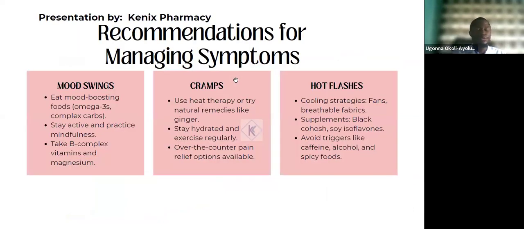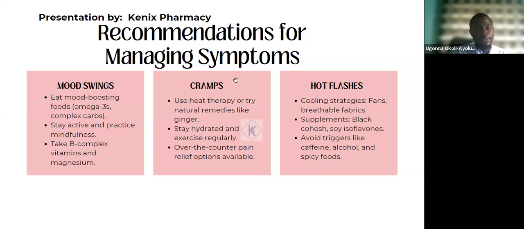So here at Kenix Pharmacy, we also make personalized recommendations for women and their particular symptoms. So for the women that have mood swings, we urge them to eat mood boosting food like omega-3, complex carb. For those who are having severe mood swings, severe mania or depression associated with this hormonal issue, they can see a therapist. That's when it's very, very severe, a psychologist or a psychotherapist, yes. Then another one, they stay active and practice mindfulness. As doctor has already said, Dr. Uche said, you can do things that will make you happy, things that you are used to doing that will make you joyful and boost your mood.